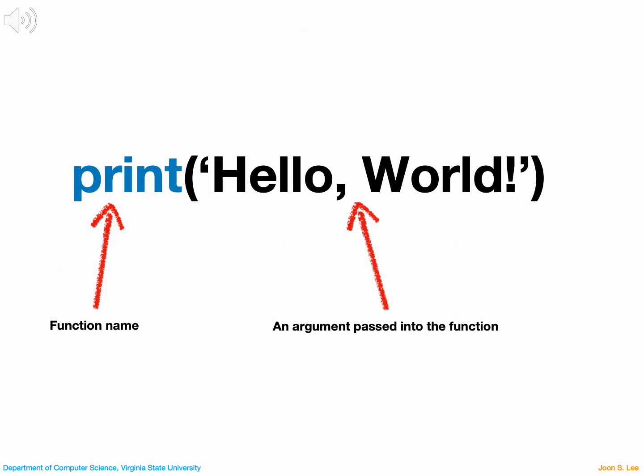So let's break down what's happening in this example. The word print is the function name. This tells Python which function we want to use. Inside the parentheses, we have hello world. That's called an argument. It's the actual piece of data we are giving to the function. So when we run this line of code, Python takes the argument hello world, then passes it into the print function, and then the function does its job, which is displaying the text on the screen. This simple example shows how a function has two key parts, the function name and the argument passed into it.